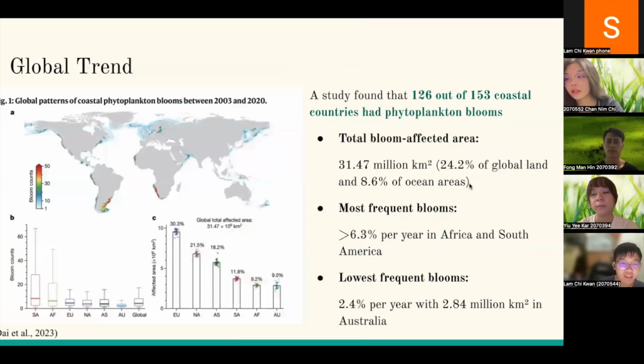And you can see there's the global trend. As you can see, this study found that 126 out of 153 coastal countries have phytoplankton blooms. About 24.2% of global lands and 8.6% of ocean areas are affected by the algal blooms. And you can see that most of the countries have an increasing trend. The most affected areas are in Africa and South America, and the lowest frequency of blooms occurs in Australia, which is about 2.4% per year.